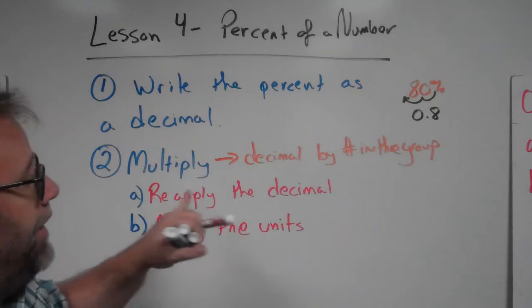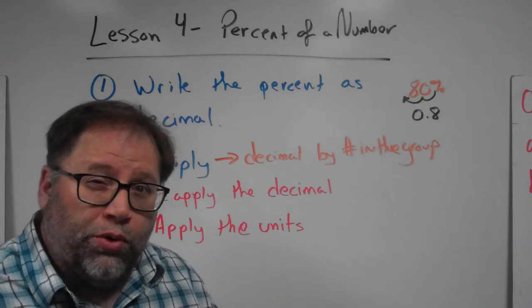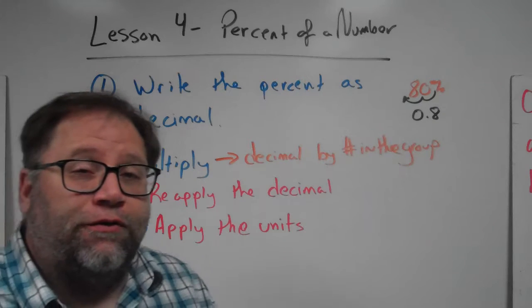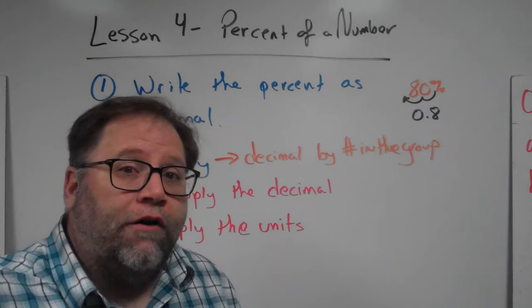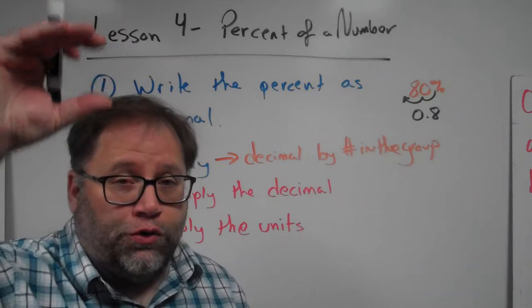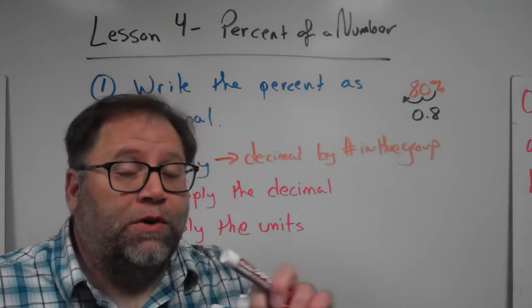Then we're going to multiply. So we're going to multiply that decimal by the number in the whole group. Okay, so if I said 10% of 50 people love December, we would take 50, which is our total group, and multiply it by 10% as a decimal, which is 0.1.